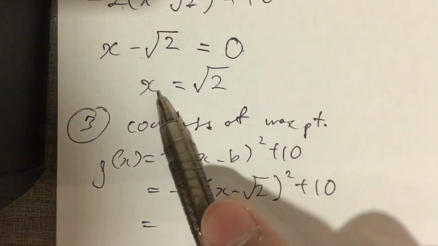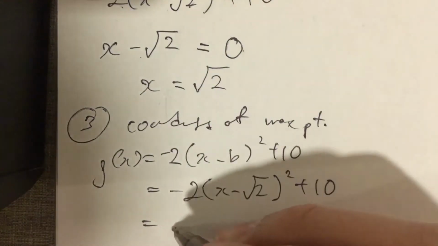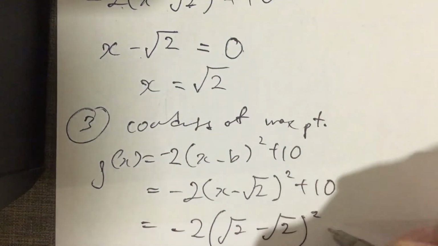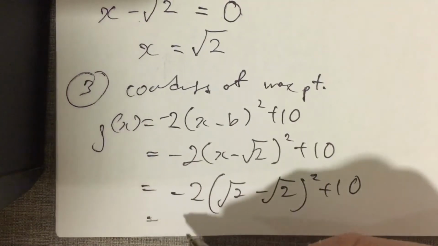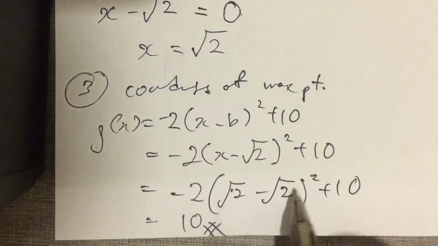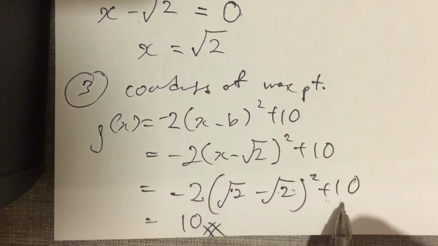Now you want the coordinates of the max point. You already know the x coordinate for the maximum point is the square root of 2. So then you will get -2(√2 - √2)² + 10. And lastly, what do you get? This becomes 0, 0 squared is 0, 0 times -2 is 0, left with plus 10. So the y is 10.